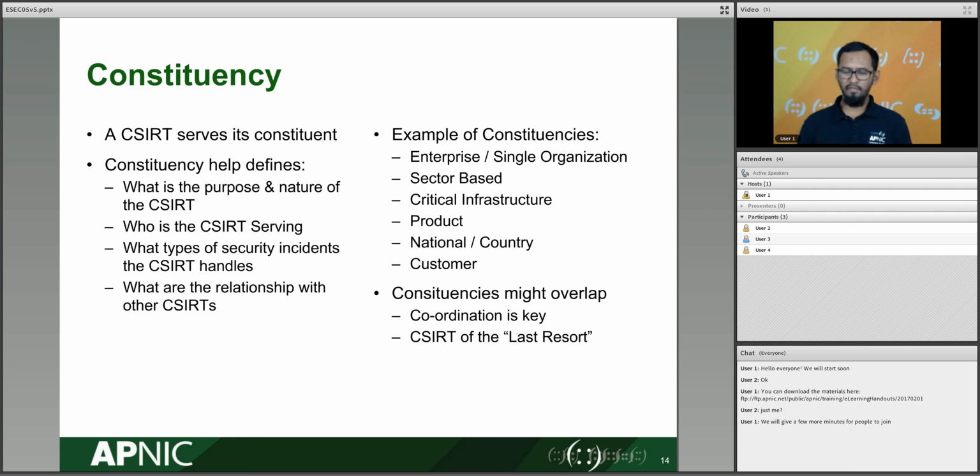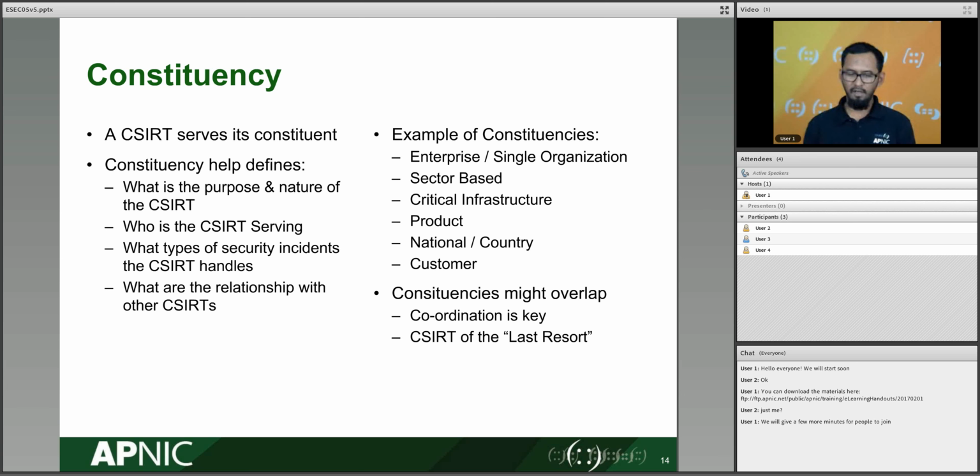Or it could be serving a specific customer base, right? So organizations that have customers or clients, sometimes they also have a function where they assist in responding to incidents experienced by the customers, right? So again, the banking sector is a good example of this. So when it comes to constituencies, sometimes there is some overlapping, and therefore when we talk about the CSIRT world or CSIRT community, there's a lot of coordination on the roles and responsibilities. So some form of understanding must be there.